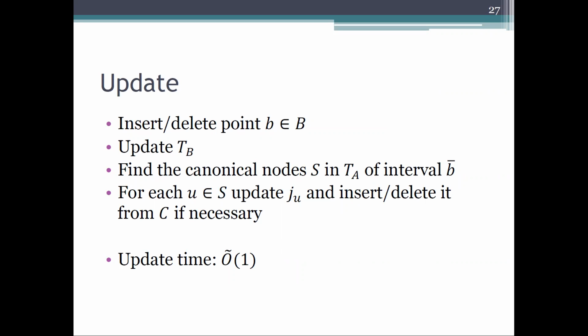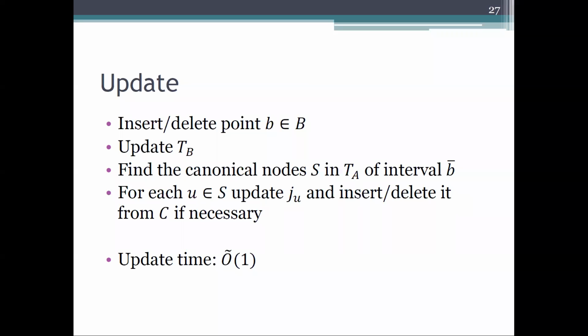Then we briefly talk about how to update our data structure. If we insert or delete a point B from the set B, we update the dynamic range tree TB, and then we find the canonical nodes of the corresponding interval B bar in the tree TA. Let S be this set of canonical nodes in TA. For each canonical node U in S, we update the counter JU by increasing or decreasing it by 1, and depending on the value of the counter, we might insert or delete it from the set of active nodes.